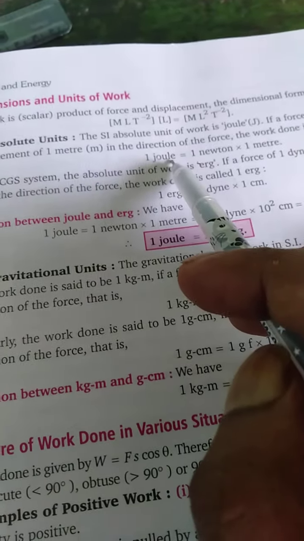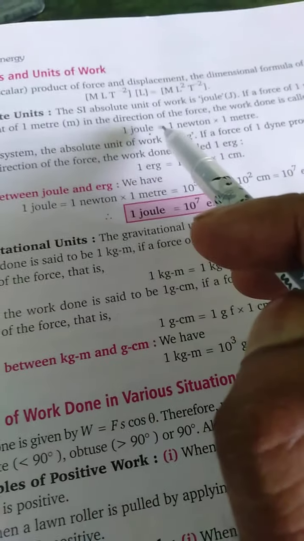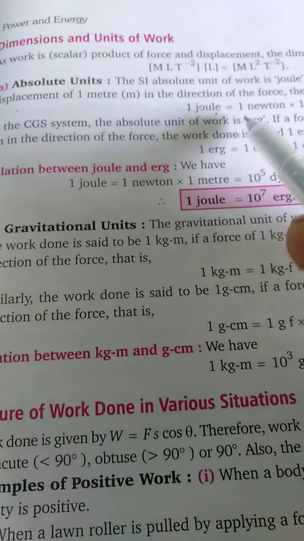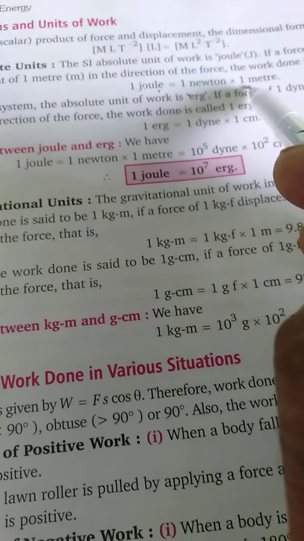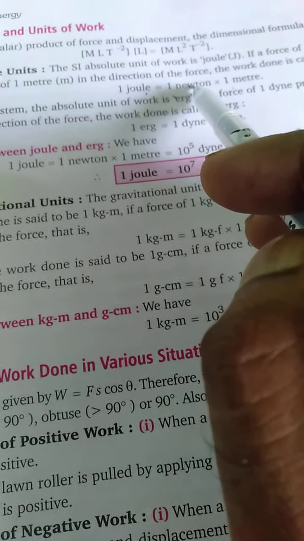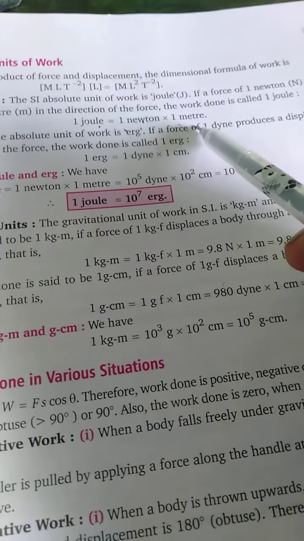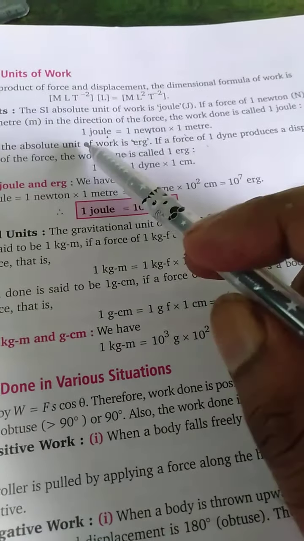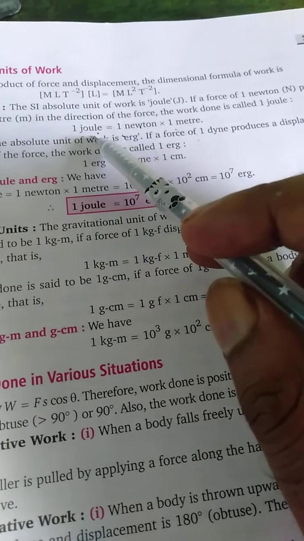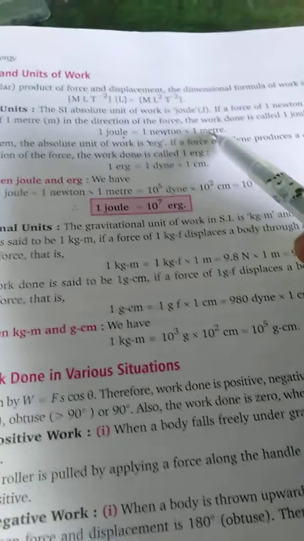The SI unit of work is joule. Now what is 1 joule? If you apply a force of 1 Newton on any body and that force is able to produce a displacement of 1 meter, okay, so you are applying a force of 1 Newton on a body and that force is able to produce a displacement of 1 meter, then what will you say? That the work done will be 1 joule. So 1 joule is actually what? 1 Newton into 1 meter.